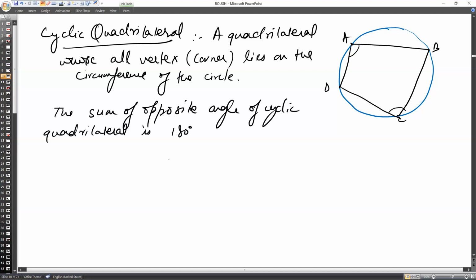Like here, you can write that angle A plus angle C equals 180 degrees, and angle D plus angle B equals 180 degrees. So we are going to prove this one.